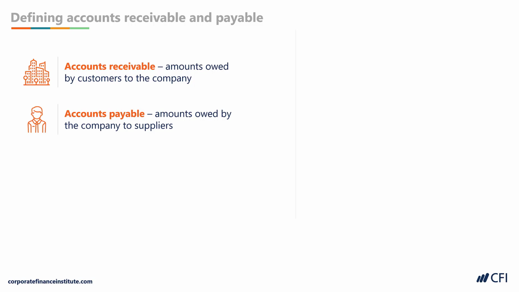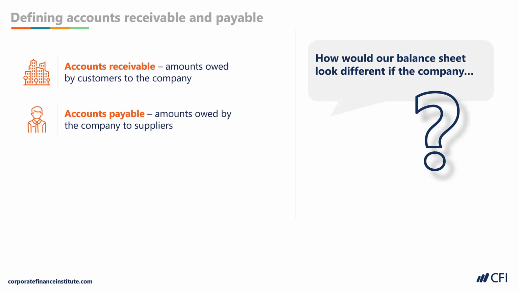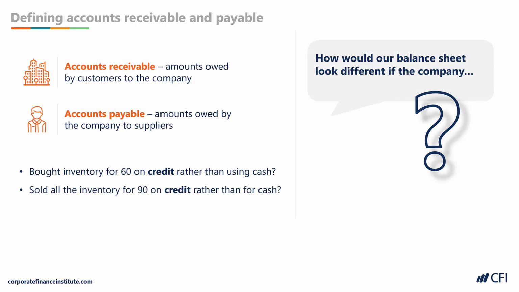The question we want to answer now is, what would the balance sheet look like if the company used credit when it sold its goods, and if it used credit when it purchased those goods? So specifically, let's look at what happens if it bought inventory for 60 on credit rather than cash, and additionally if it sold the inventory for 90 on credit rather than cash. Let's work through that exercise together now.